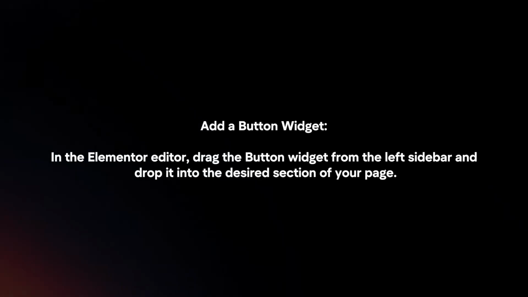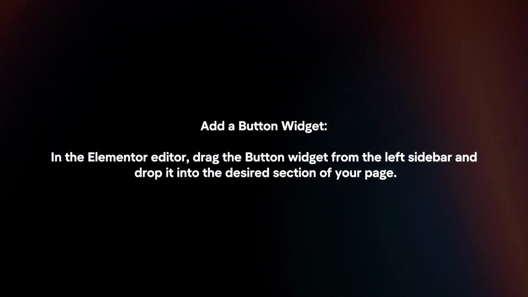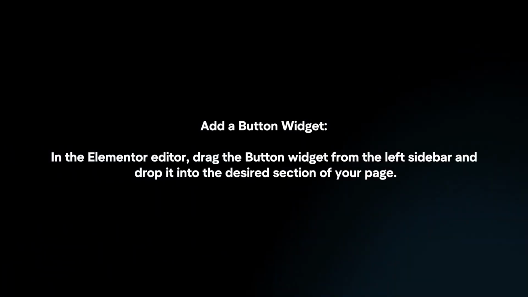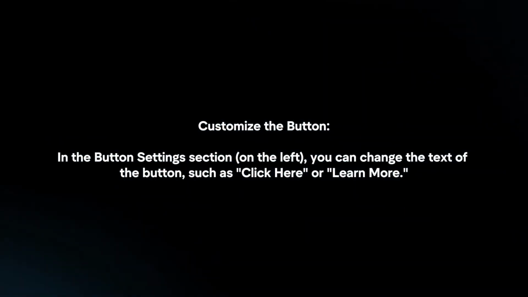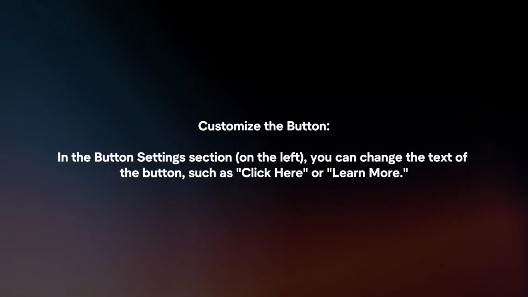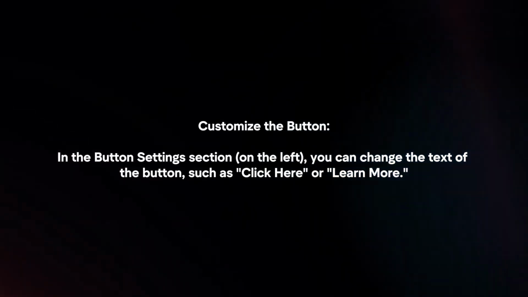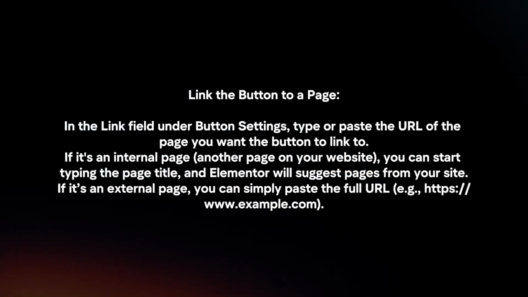Add a button widget. In the Elementor editor, drag the button widget from the left sidebar and drop it into the desired section of your page. Customize the button. In the button settings section, you can change the text of the button, such as "click here" or "learn more." Link the button to a page.